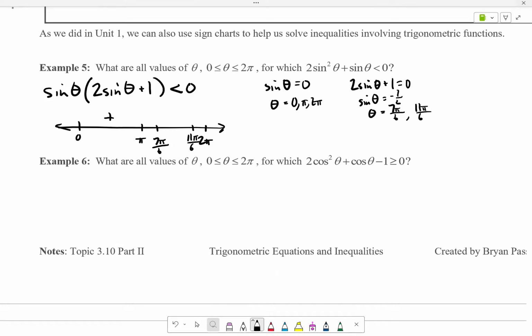Now, should I find 1, 2, 3, 4 more? Oh, well, 1, 2, 3 test points. Should I test 3 more? No. We want to see if it's crossing or touching. So in order to do that, I'm going to make 2 little graphs. y equals sine of x and y equals 2 sine of x plus 1.